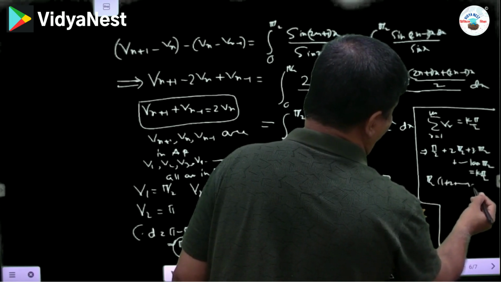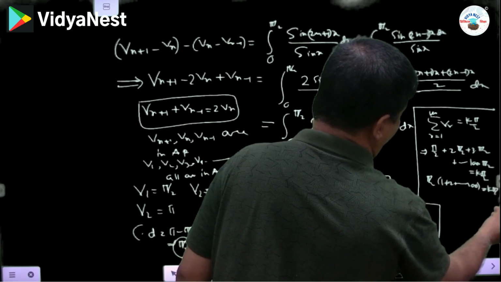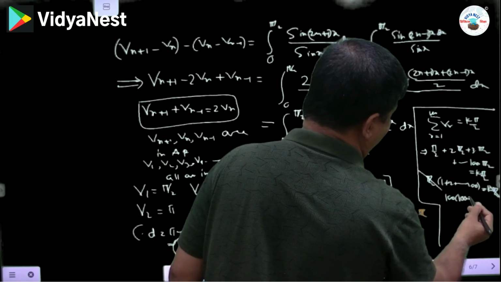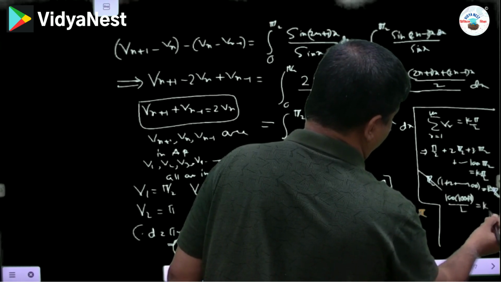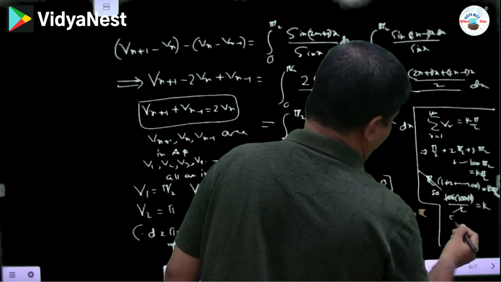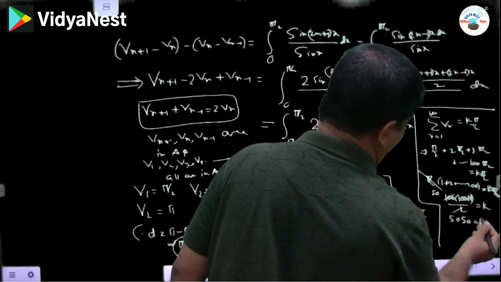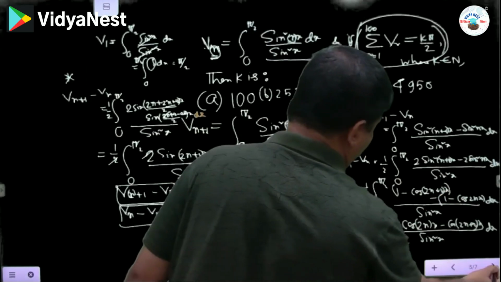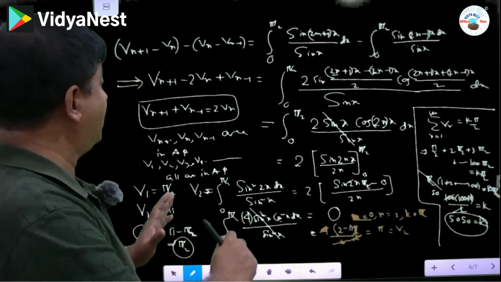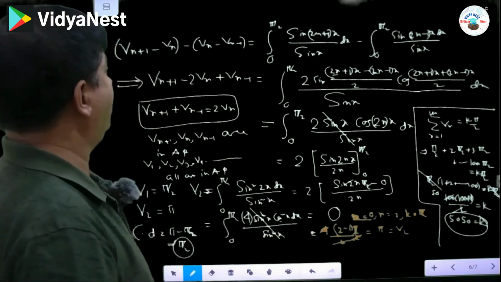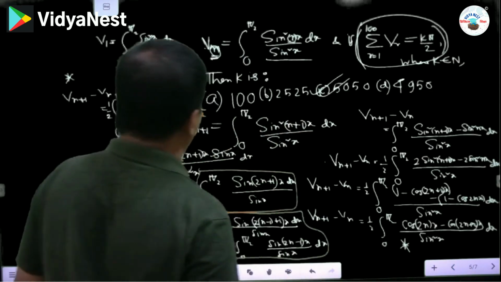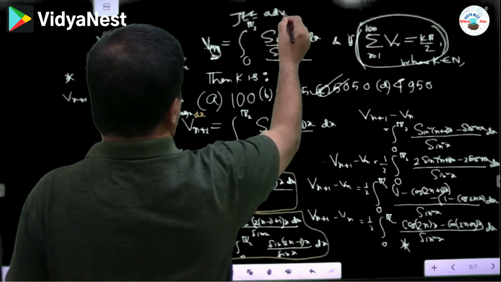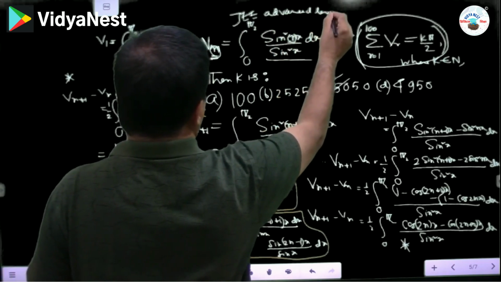Sum of natural numbers up to 100. Pi by 2 will get cancelled from both sides. You know the AP formula, the basic formula, that is 50 into 101, 5050 is K. See how good the sum is. Combination of so many things for JEE Advanced. JEE Advanced level sum.